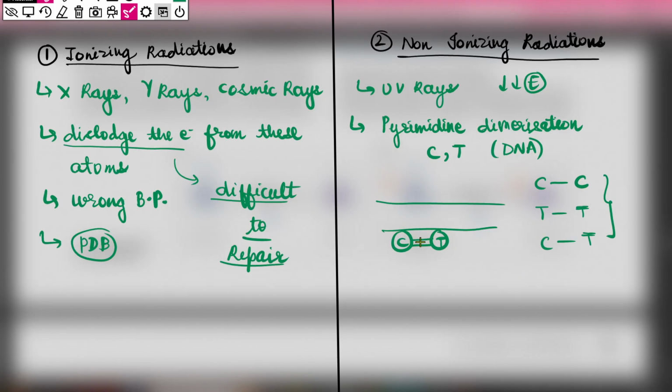Generally these dimerizations, because these are only the hydrogen bonds, can be destroyed and they can be repaired. So many of the proofreading enzymes will repair this, but some of them may escape from this repair mechanism and then they can cause the mutations. That's why we say that continuous exposure to UV rays can also be very damaging.